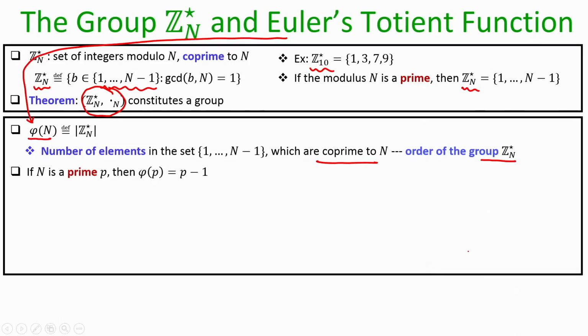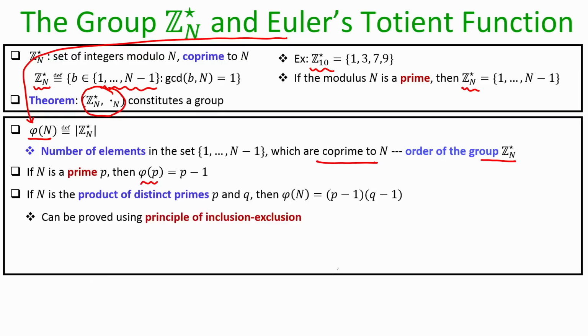And there are formulas for calculating the size or the order of the group Zn star depending upon the value of n. So, the interesting cases are the following: if n is a prime number, then the order of the corresponding group Zp star is p minus 1, or equivalently there are p minus 1 elements in the range 0 to p minus 1 which are co-prime to p. Whereas, the case which we will be using in the context of the RSA crypto system is when n is the product of distinct prime numbers p and q. So, if n is the product of distinct prime numbers p and q, then the size of the group Zn star is the product of p minus 1 and q minus 1.